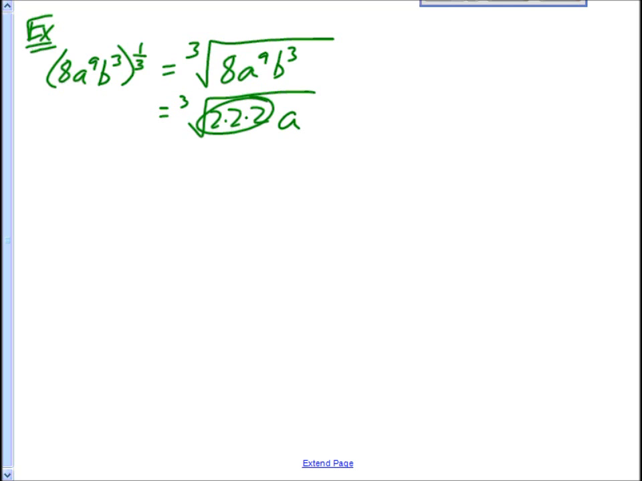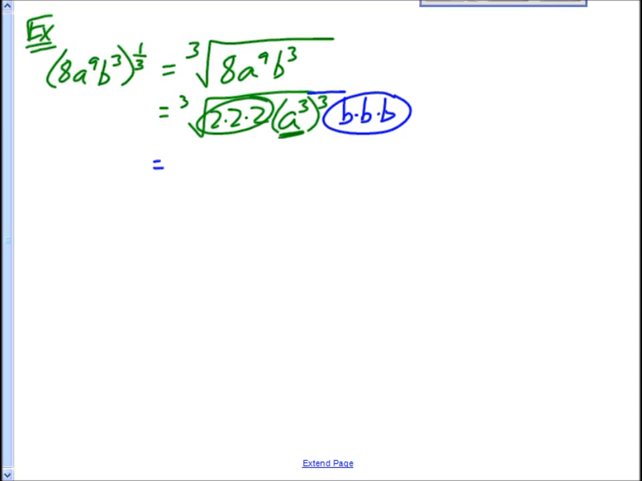And then you got this a to the ninth, which is a to the third to the third. If you got 3 sets of a to the third, you know the third root of a to the ninth must be a to the third. Again, it's like you're matching. And then you got this b to the third, in other words, b, so you know b's got to come out.